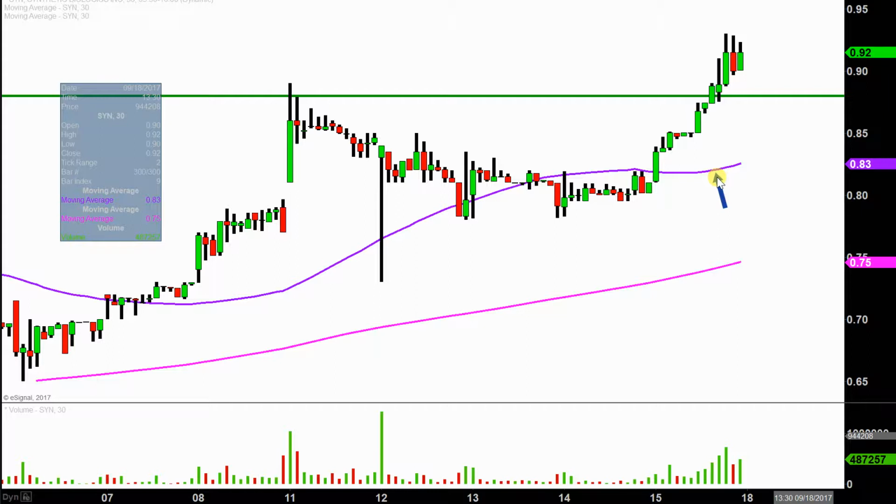So as long as the price stays above the purple line, as the line itself moves up, then the bulls are in full control, no questions asked.